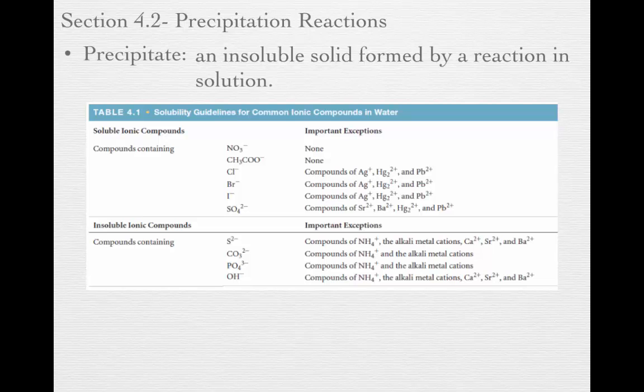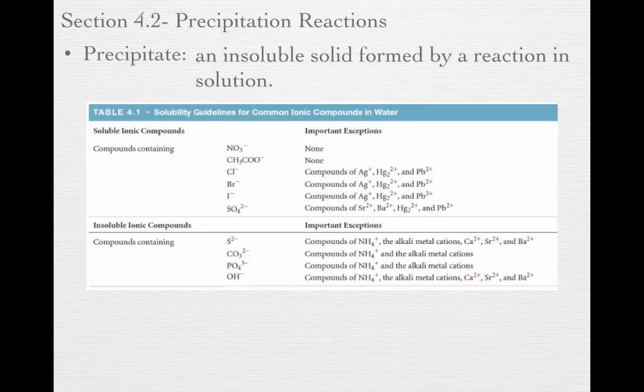So what I would recommend doing is creating groups. So if you look at the top, nitrate and acetate are always soluble. Chloride, bromide, and iodide together are always soluble unless they are bound to silver, mercury, and lead. Sulfate is almost identical to that, except for instead of silver, it's strontium and barium that make it insoluble.